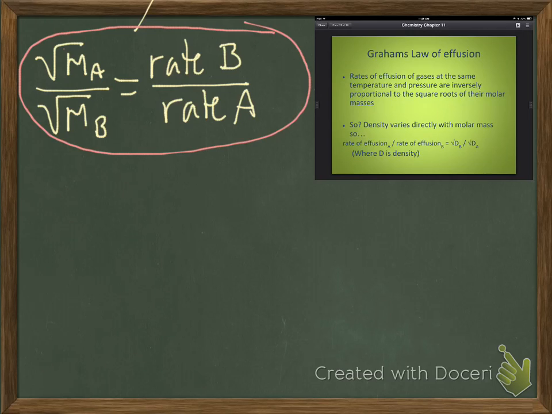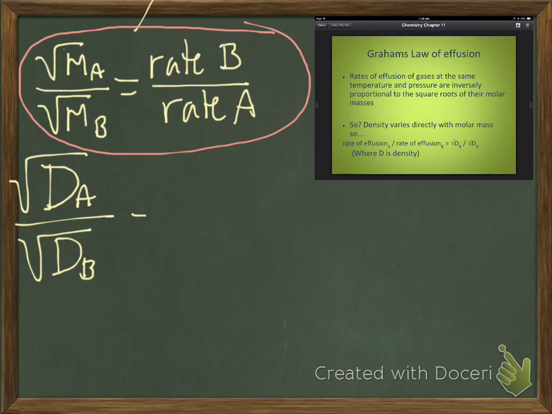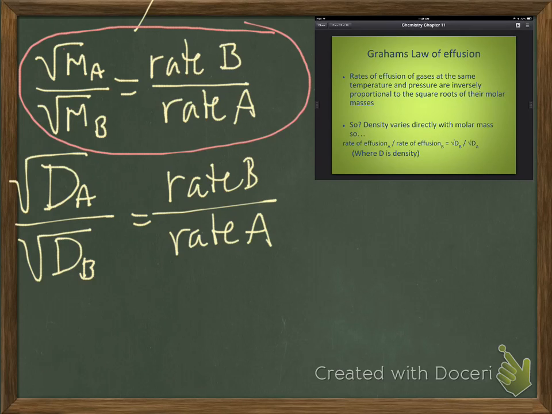Well, here's the other thing that we can do. There's something else that's related to molar mass, and that's density. So you've already used density and molar mass in the ideal gas law. So now what we can do is take this equation and say, well, the square root of the density of A over the square root of the density of B equals the rate of B over the rate of A. And we can use either one of these now to solve problems that involve rates of effusion and diffusion.